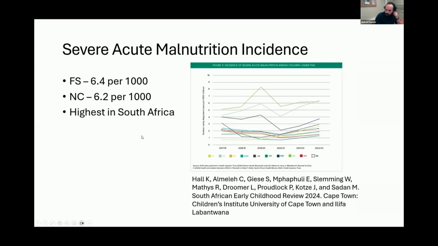So within the Free State and the Northern Cape, we have the greatest prevalence of severe acute malnutrition in South Africa. Data suggests that in the Free State, there's about 6.4 per thousand children with severe acute malnutrition. The Northern Cape, similarly, 6.2 per thousand. So high incidence within these provinces in South Africa. And in Lesotho, the problem is really even worse with very high rates of malnutrition.